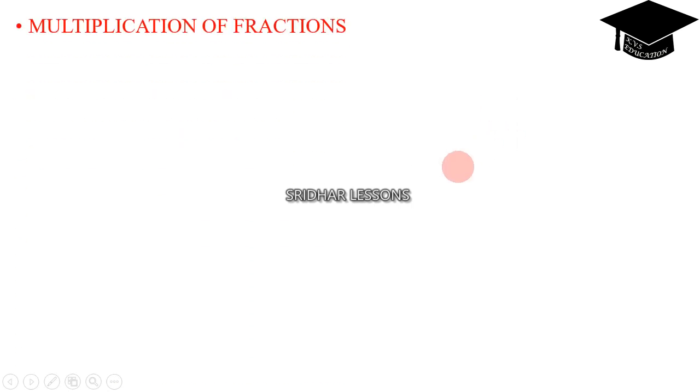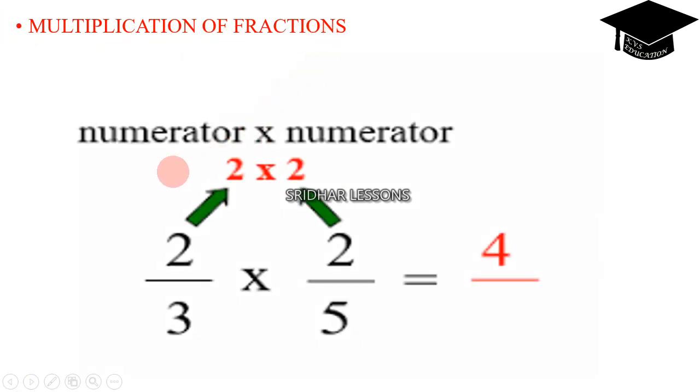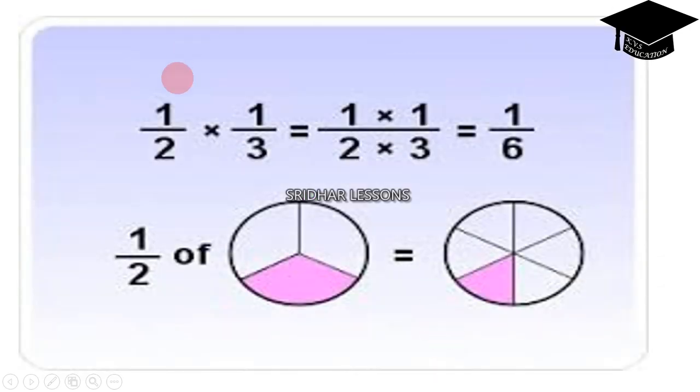Before going to the next exercise, we will see the concepts in the exercise. Multiplication of fractions. See, 2 by 3 into 2 by 5. So here, the numerator can be multiplied with the numerator, that is 4, and the denominator with the denominator, that is 15. See this here, 1 by 2 into 1 by 3, numerator into numerator by denominator into denominator. 1 into 1 by 2 into 3, this is equal to 1 by 6.